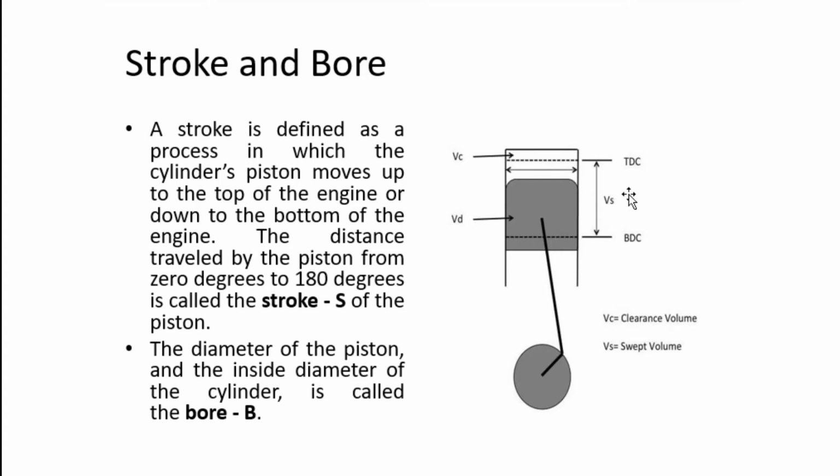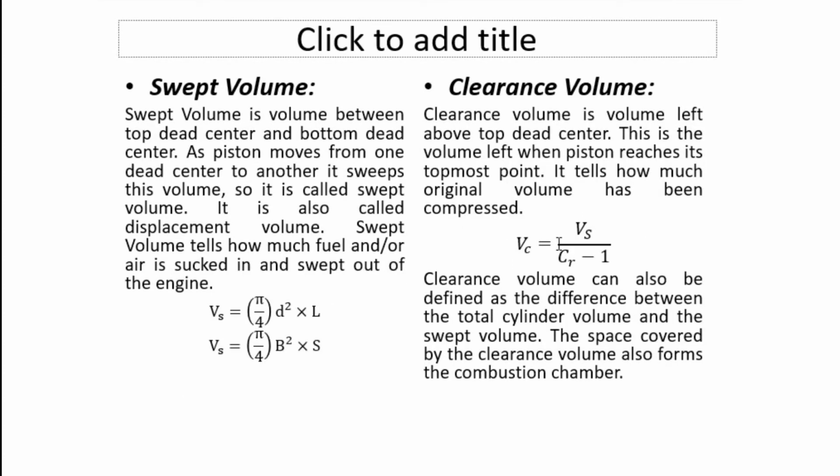Students, we can also find this clearance volume by using the formula V clearance is equal to V stroke divided by CR minus 1, and this CR is our compression ratio. So in order to know about the compression ratio, coming towards our next slide, what is the compression ratio?